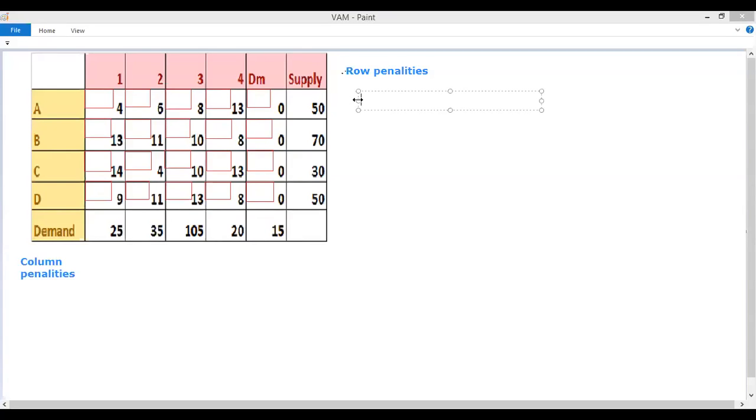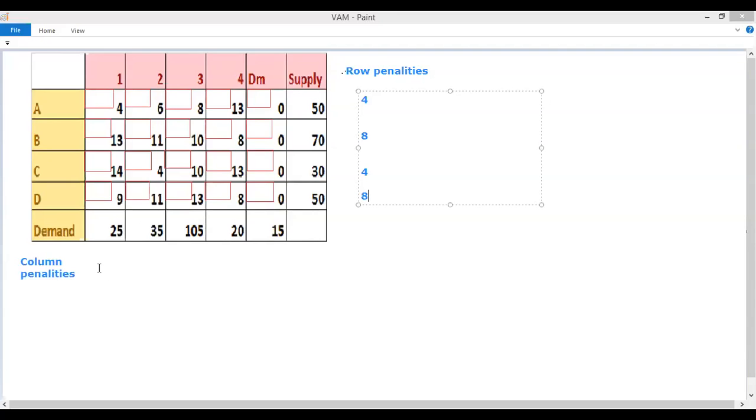Here the first minimum value is 0 and the second minimum value is 4. The difference will be 4. And here the first minimum value is 0, second minimum value is 8. The difference is 8. Here the first minimum value is 0, second minimum value is 4, so the difference will be 4. And here the first minimum value is 0, second minimum value is 8. The difference will be 8.